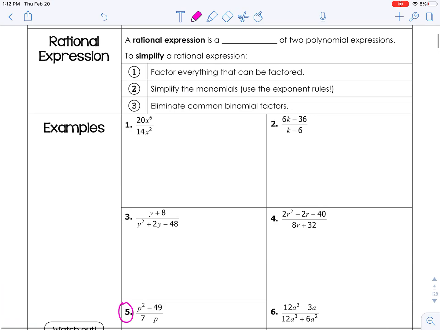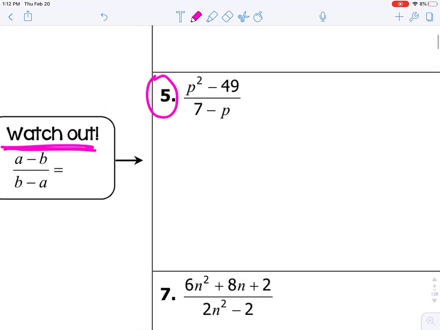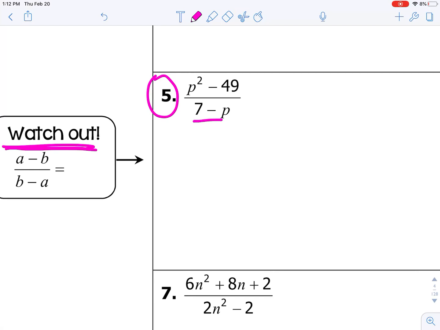So we're going to follow our steps. And what I like about this is you always have these steps at the top that tell you how to do the problem. So the first step is factor out anything that can be factored. If I'm looking at the bottom, I can see there's nothing I can do to factor 7 minus p. But I can factor p squared minus 49 to p minus 7, p plus 7.